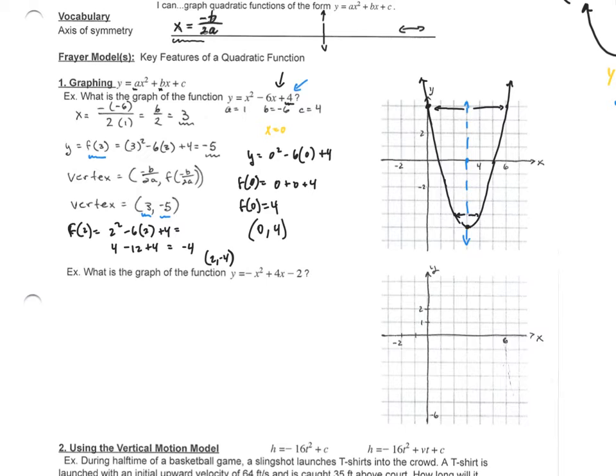There's my parabola. It opens upward. I've graphed those 5 points. I knew what my axis of symmetry was. It was x equals 3. My vertex turned out to be 3, -5. And there you have it. We were able to graph it.